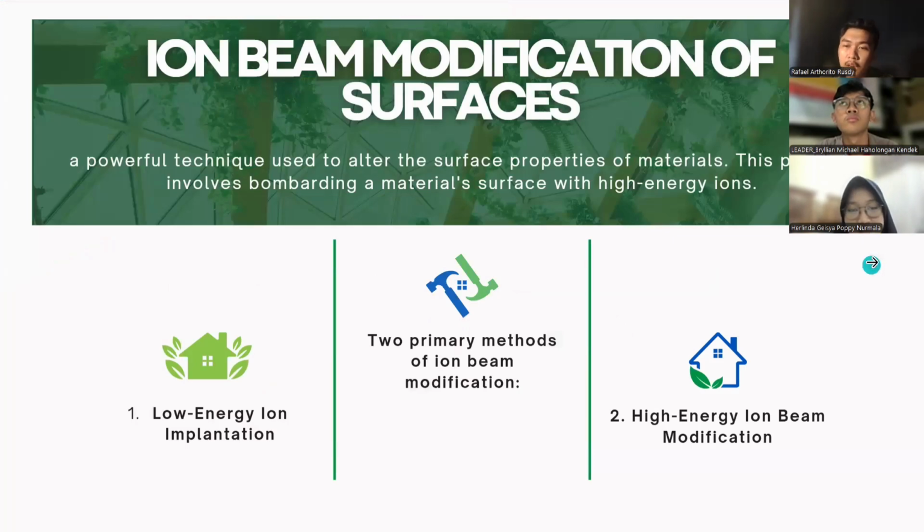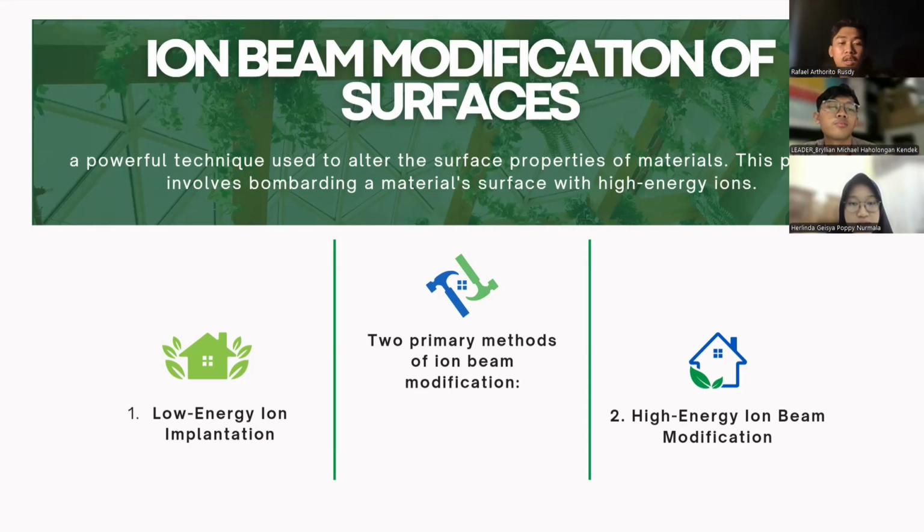And next, we're going to talk about ion beam modification of surfaces. Basically, this is surface modification by using an ion beam, either by low energy ion implantation or by high energy ion beam modification. So, as I said before, there are two primary methods of ion beam modification. First, low energy ion implantation, and the second, high energy ion beam modification.